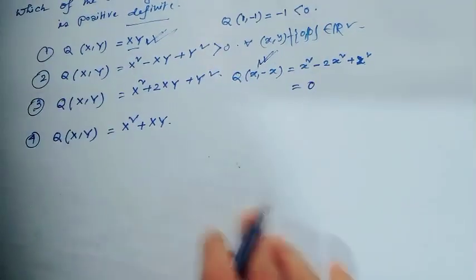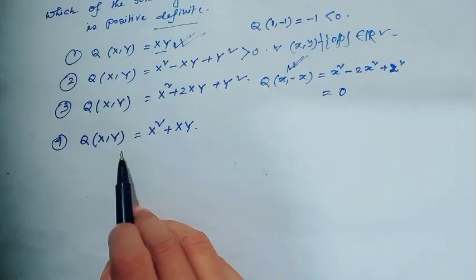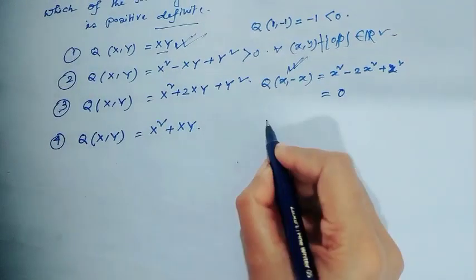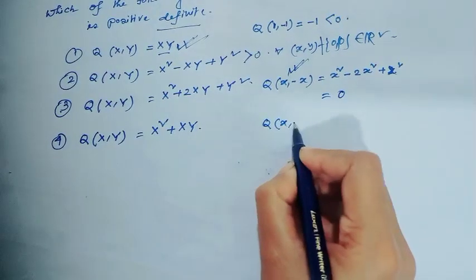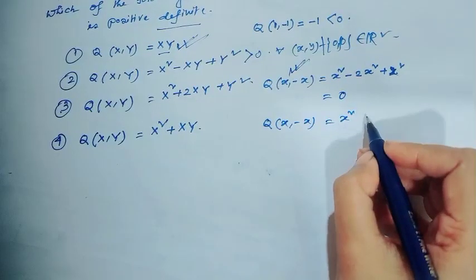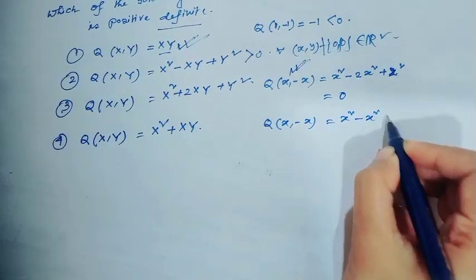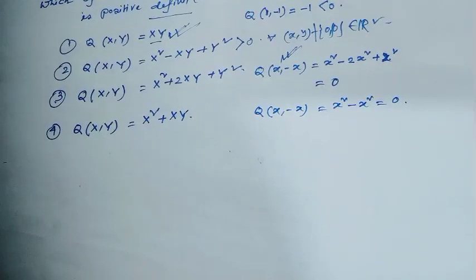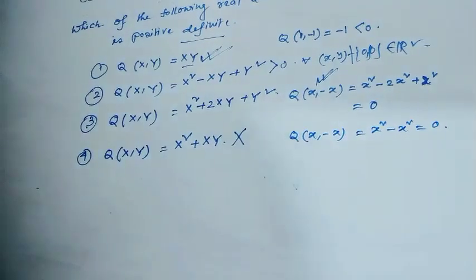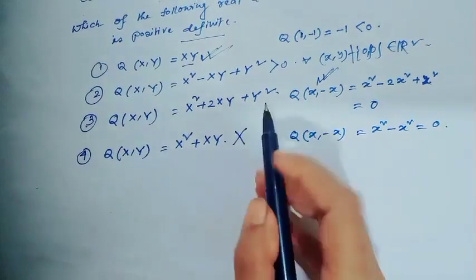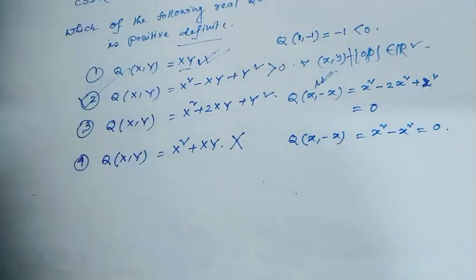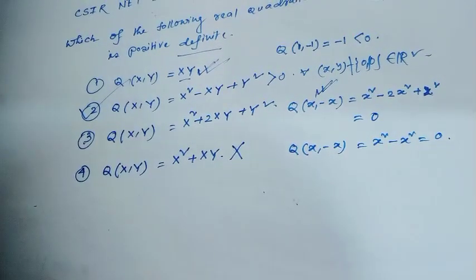Similarly in option 4, q of x y equals x square plus x y, if we put q of x comma minus x, then this value would be x square minus x square, so this value would also be 0. So option 4 is also not the right option, only option 2 is the right option. Have you understood this concept? I hope all my viewers have understood.